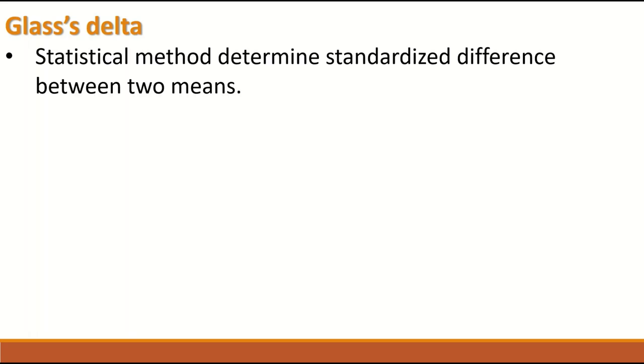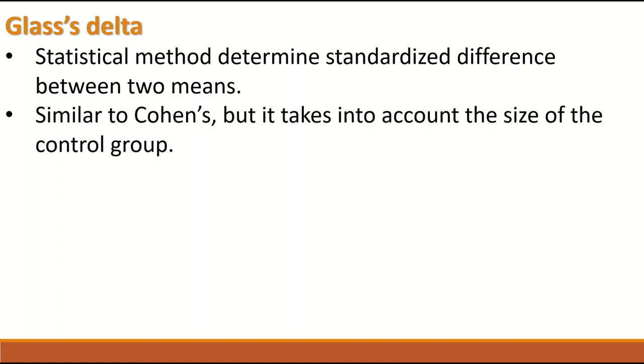Now, we have discussed and described the effect size for Hedges' g and Cohen's d, and the third one, which is an effect size that can be used when the data are continuous, is called Glass's delta. It is a statistical method that determines a standardized difference between two group means. So it is similar to Hedges' g and Cohen's d, but it takes into account the size of the control group.